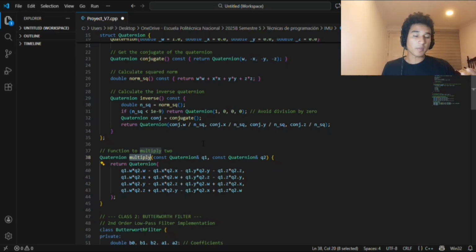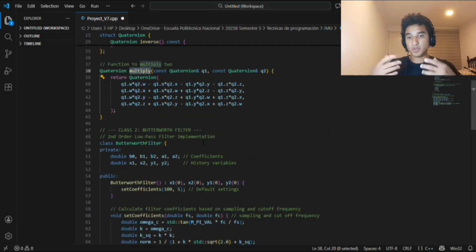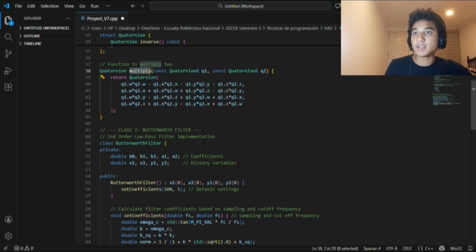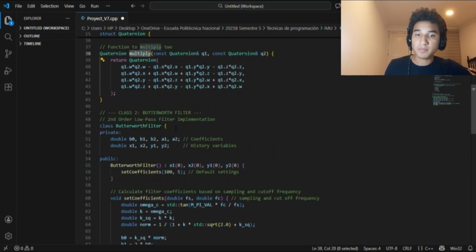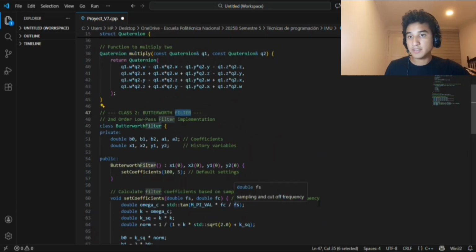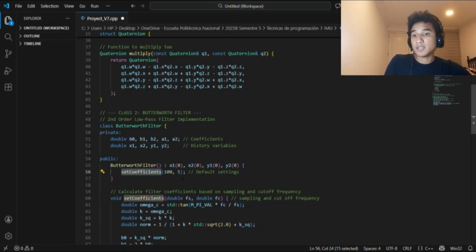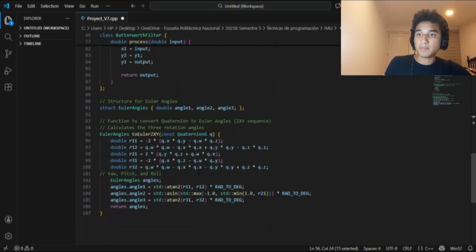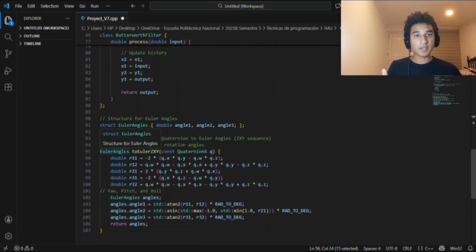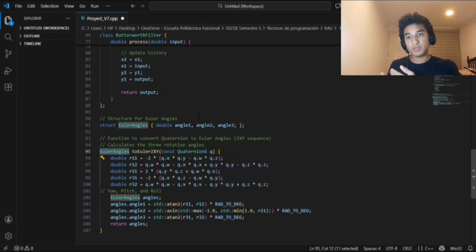Before applying it, we have to use a filter, because this sensor picks up a lot of electrical noise from the ambient. So we used a Butterworth filter with a sample and a cutoff frequency in the set coefficient. After that, we use the class Euler angles to convert this filtered data into movement angles of the neck, which are the yaw, the pitch, and the roll.